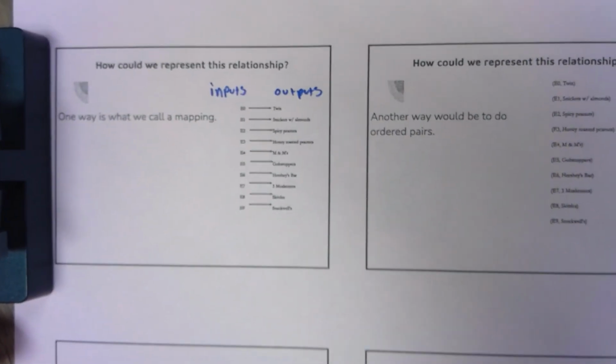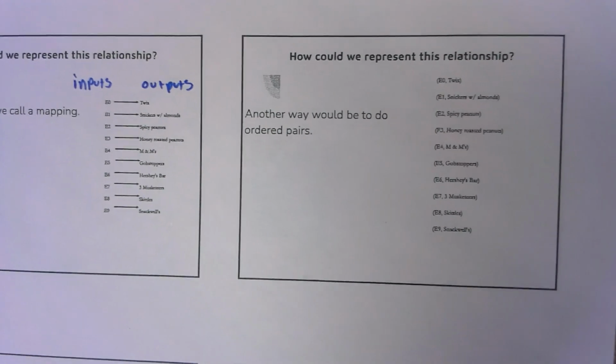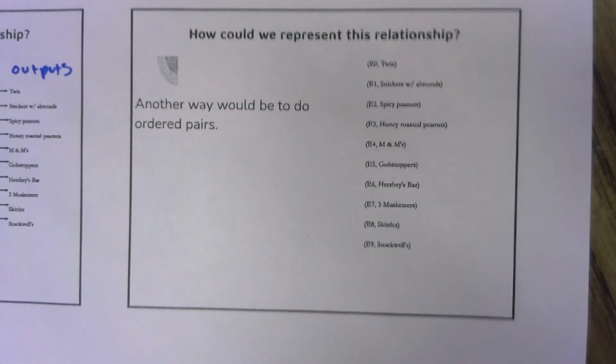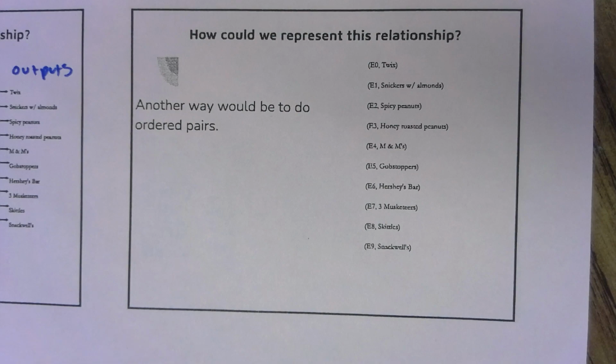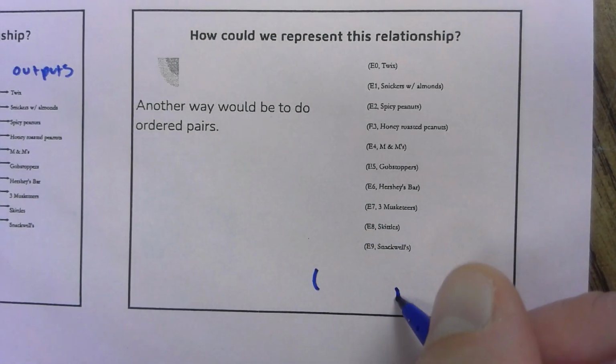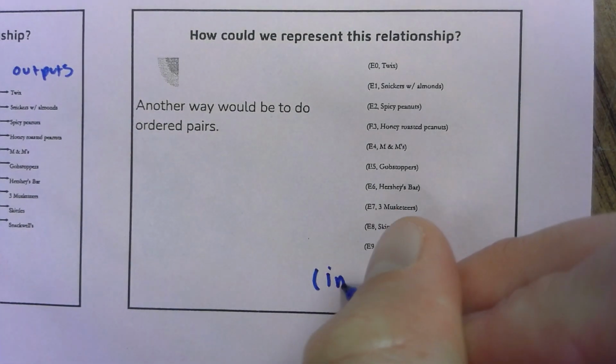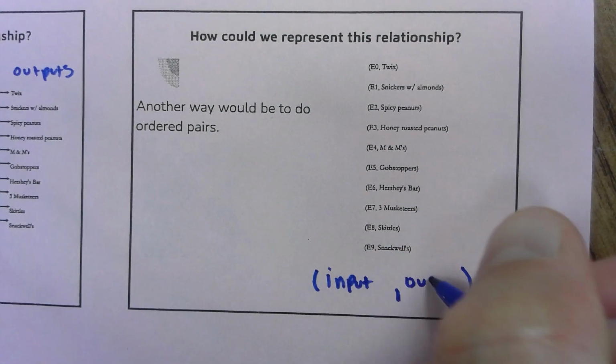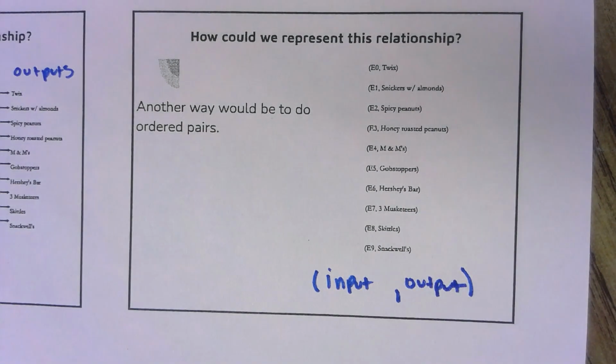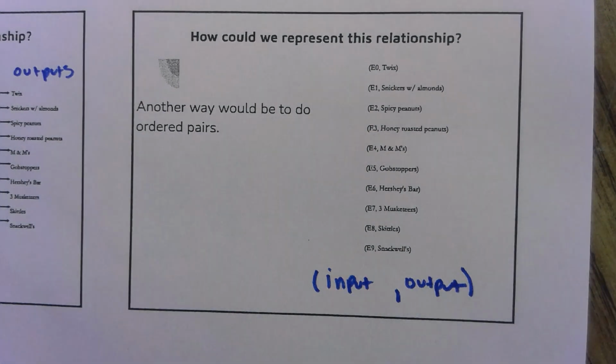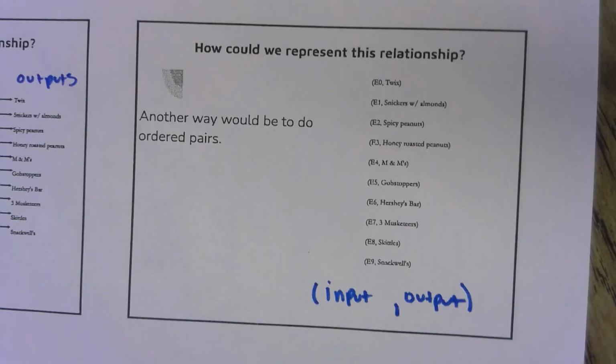Another way to represent this relationship is with ordered pairs. We've seen ordered pairs before, like x comma y. Since we're not necessarily working with just x's and y's, we'll say input comma output. All of these are ways that we can represent what's called a relation. In fact, if we look at our next slide, it has that definition right there in front of us. Let's take a look at that vocab.